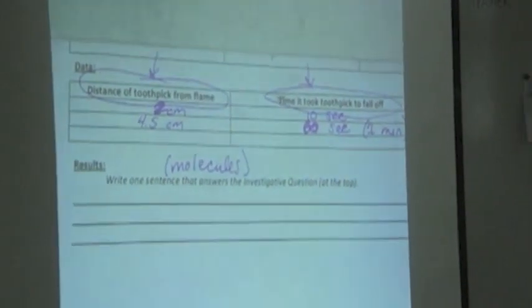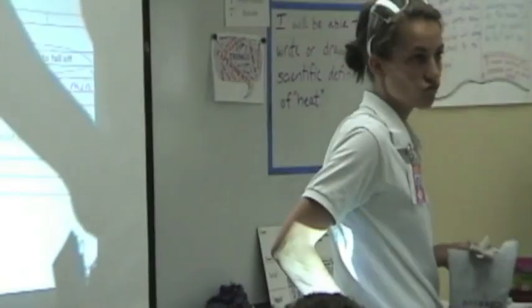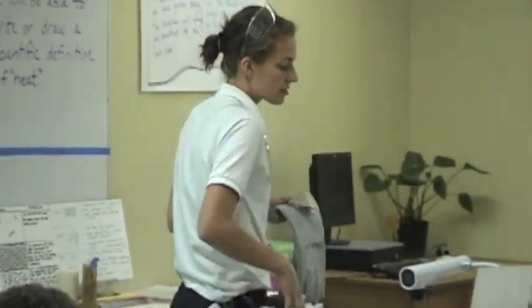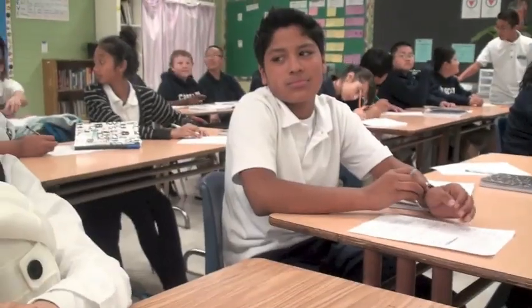I'm going to give you about two minutes. The wax's molecules spread out faster than the second toothpick's wax, because it reached the first toothpick first and the second toothpick a little bit later. So the second toothpick took a little bit later than the first one for its molecules to spread out. Molecules go faster because the metal.